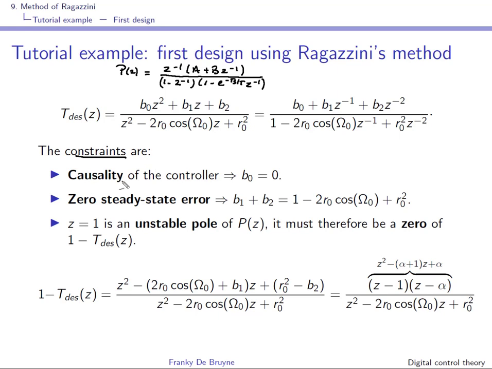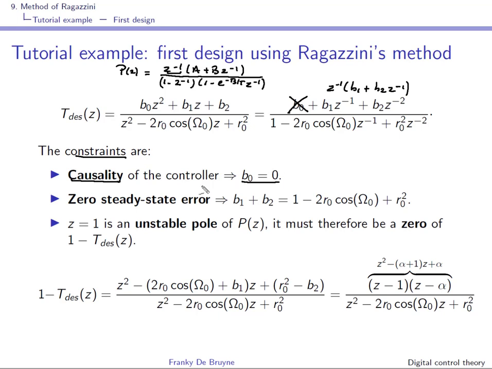So in order to have causality of the controller, we see that there is a delay of 1 in the process. We need also a delay of 1 in T desired. This means that we have to take b0 equal to 0, so that we can write the numerator here as z to the minus 1 times b1 plus b2 z to the minus 1.